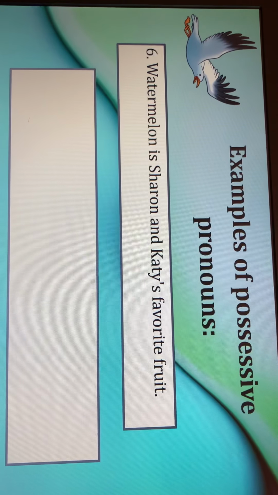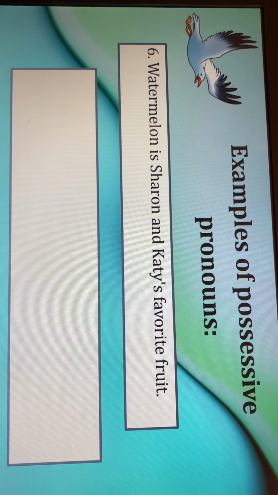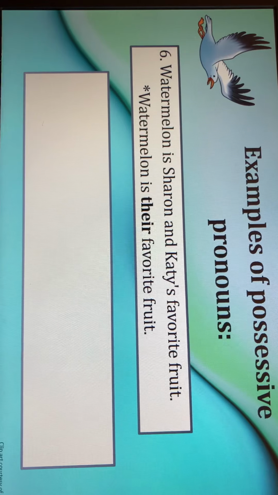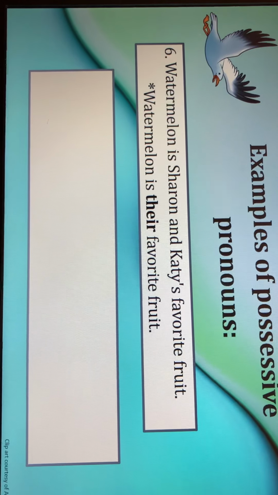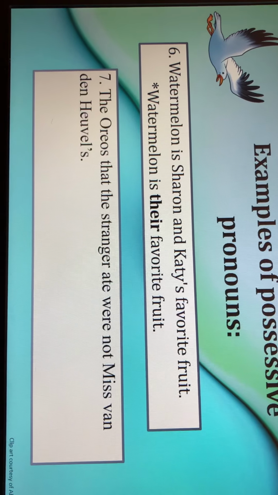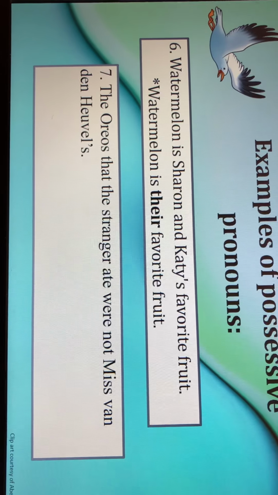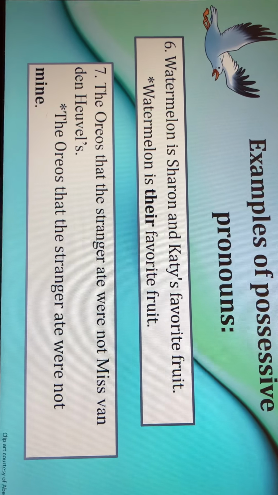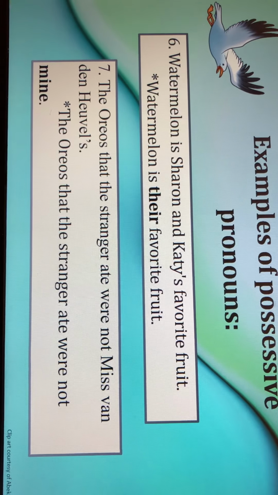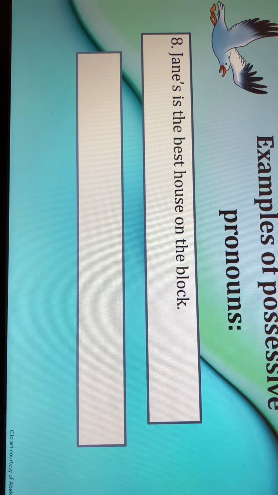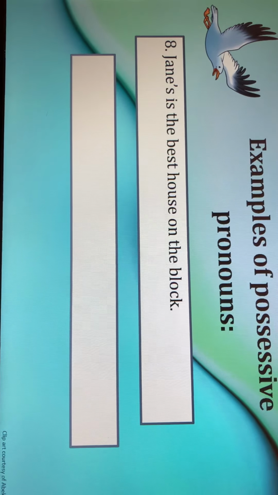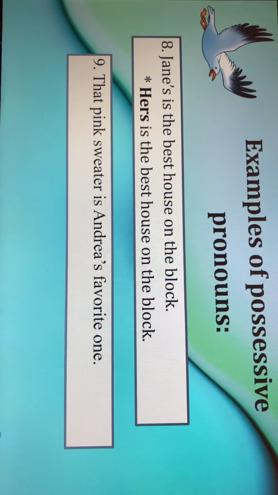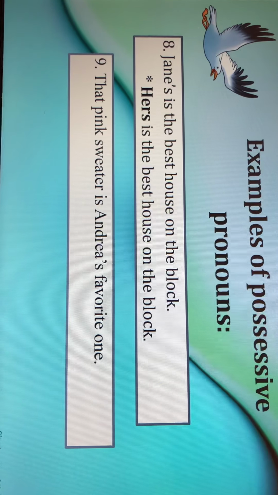A couple more examples here. Watermelon is Sharon and Katie's favorite fruit. I love watermelon too, but I can't say it's my favorite. I like peaches more. So there's two, so we would say their. Watermelon is their favorite fruit. Three more here. The Oreos that the stranger ate were not Miss Vandenhuvel's. So if they weren't mine, if they were the stranger's, then they were not mine. Jane's is the best house on the block. So it's talking about a girl, so we would use hers. Hers is the best house on the block. The pink sweater is Andrea's favorite one.